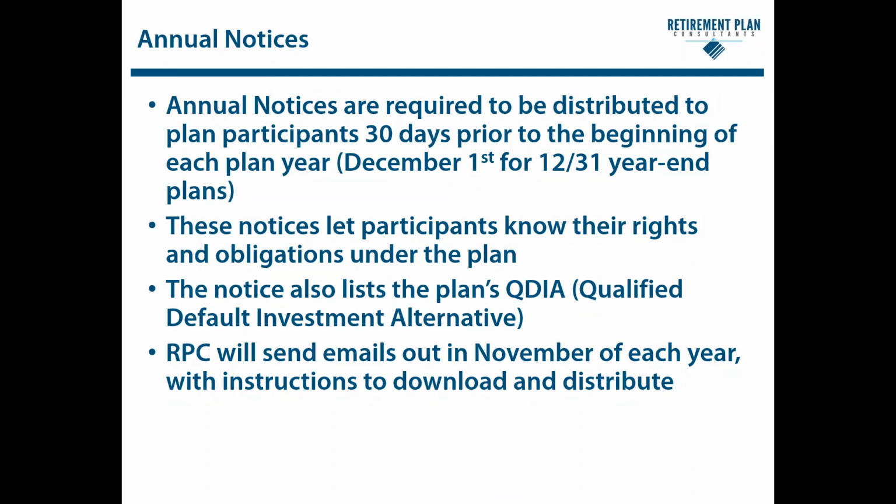Annual notices are required to be distributed to plan participants 30 days prior to the beginning of each plan year. For example, a plan year ending December 31st would need to have these notices distributed by December 1st. These notices are designed to notify participants of their rights and obligations under the plan and also inform participants of the Qualified Default Investment Alternative, or the QDIA.